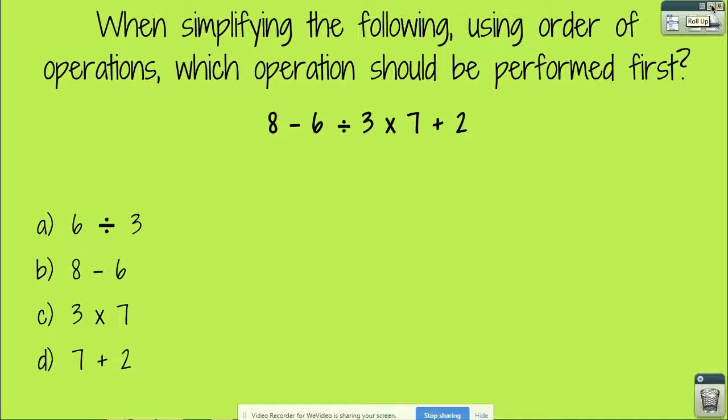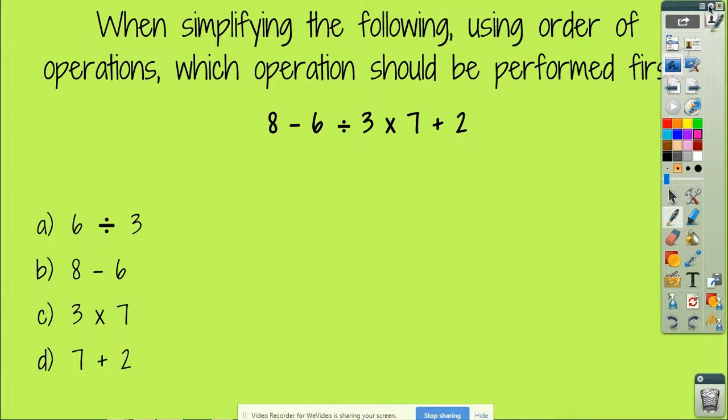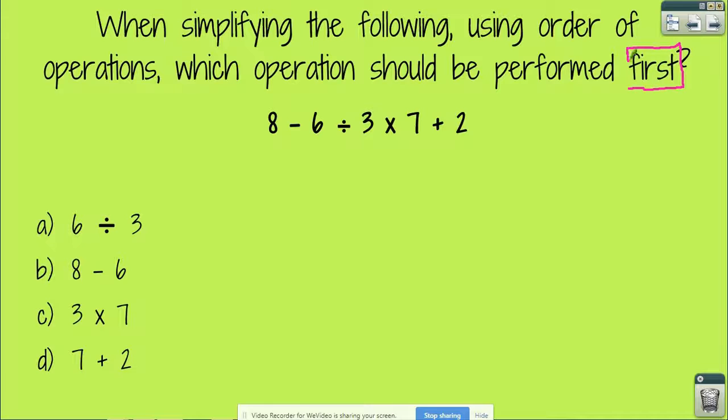It says, when simplifying the following using the order of operations, which operations should be performed first? And I'm putting a box around that word first because you will see some questions that are asking you which operation should be performed second, which one should be third. So really make sure you're paying attention to that. So here are your answer choices. Which one do you do first? Are there parentheses? No. Are there exponents? No. Is there multiplication or division? Yes, there's both. So pause the video if you need time to think, and then I will share the correct answer with you. Pause now.